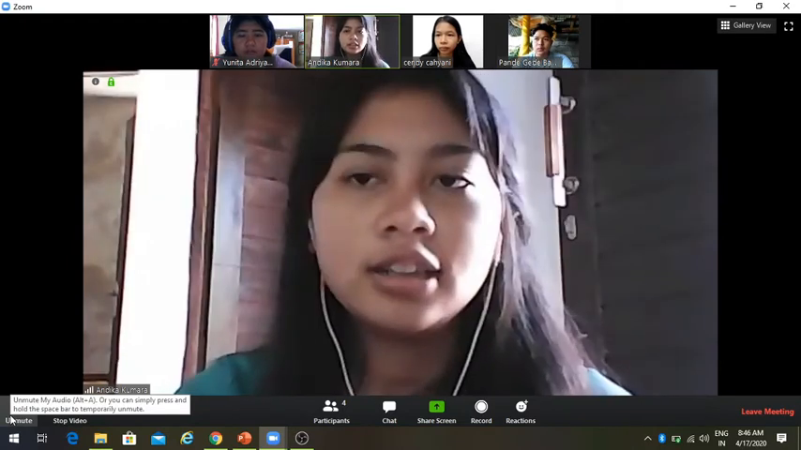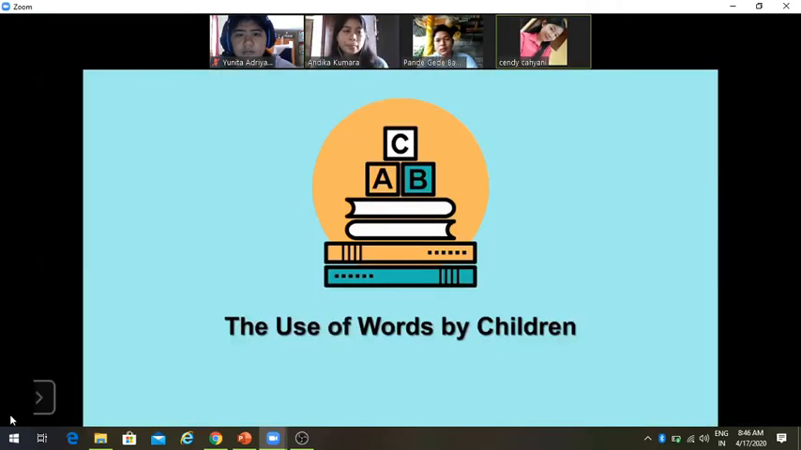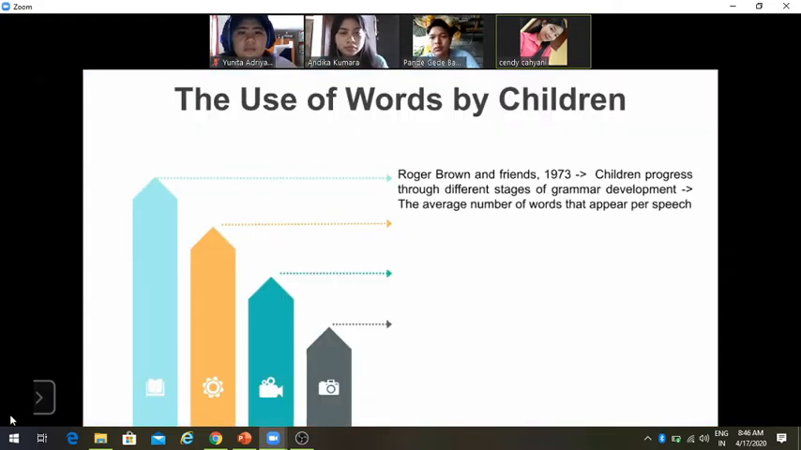Okay, the next material is about the use of words by children. Even at a very early age, the acquisition of child syntax demonstrates a good understanding of the universal properties of human language. Roger Brown and friends, in the first elaborate chronology of how children acquire English grammar in 1973, showed that children progress through different stages of grammar development, which is measured primarily by the average number of words that appear per speech.